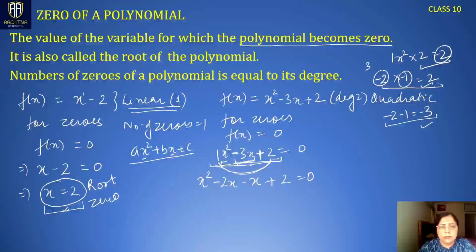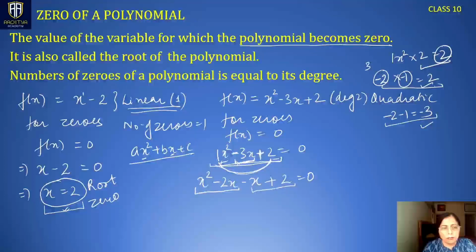We have split this term into two terms with factors satisfying that the product of these two numbers is equal to the product of the first and third term, and the sum is equal to the middle term. That is why this method is called the middle term split method, because we have to split the middle term into two terms. Now we have got four terms.